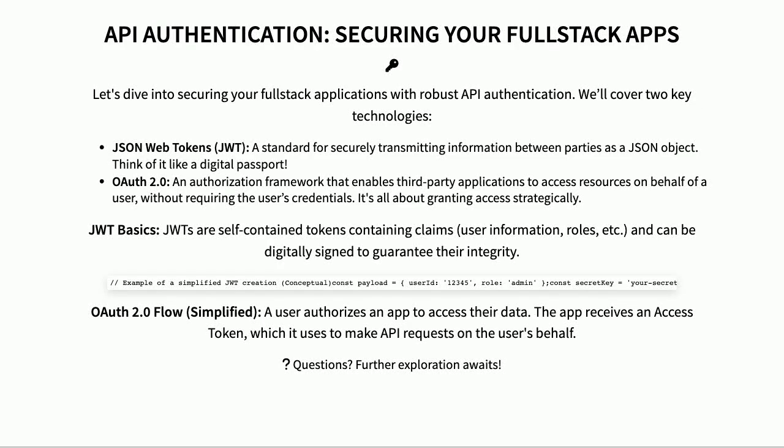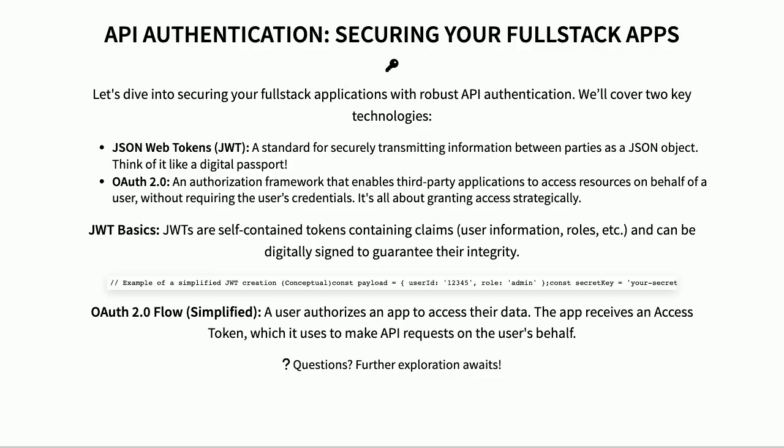We're focusing on API authentication today and looking at two really important tools, JWT and OAuth 2.0. JWT are like digital passports. They carry essential user information in a secure format. Think of them as self-contained tokens.